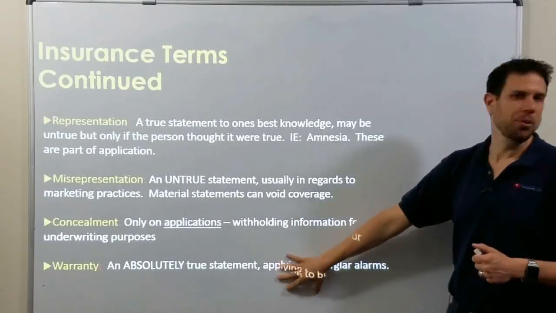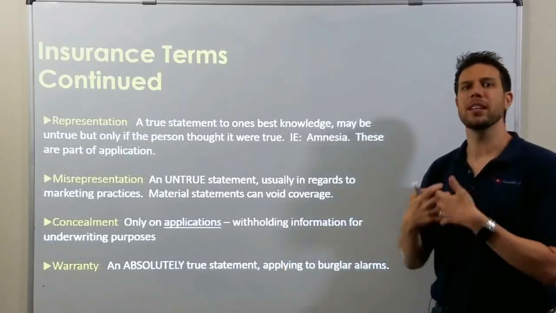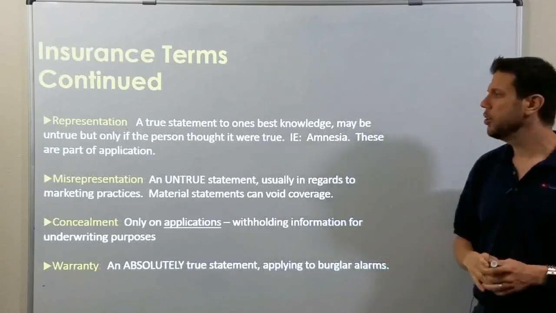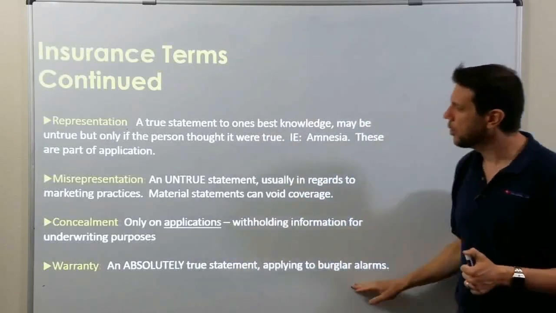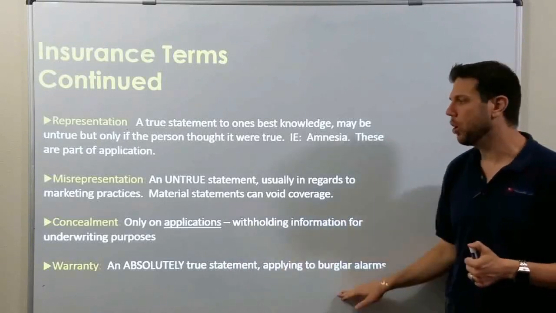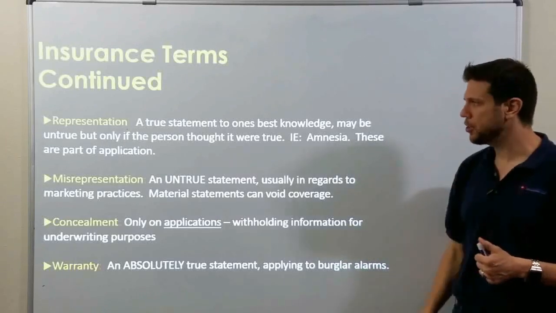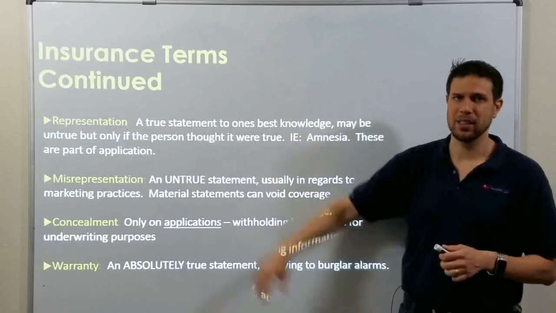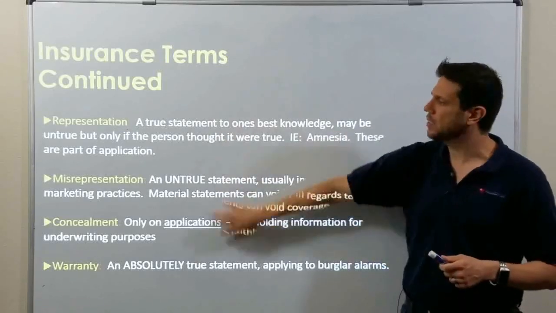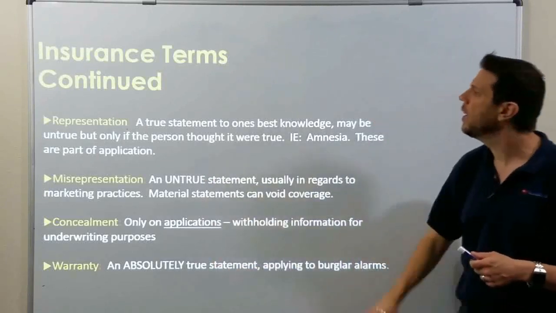Most applicants do not make warranties because you can't say most things are guaranteed to be true. You can say, today I have a burglar alarm, but if you guarantee that you're going to have that burglar alarm, that would be a warranty. And if you breach that warranty, that also voids coverage. This terminology will be on your test. Pretty much every test has some questions on representations, misrepresentations, concealment, and warranty.